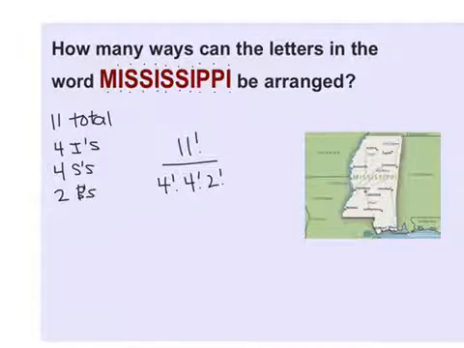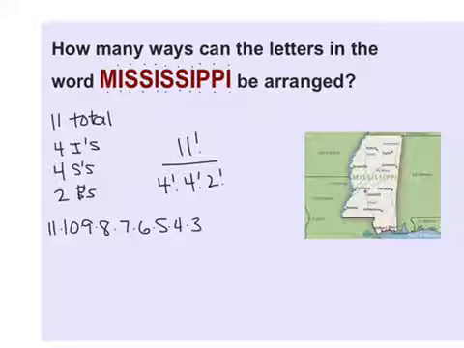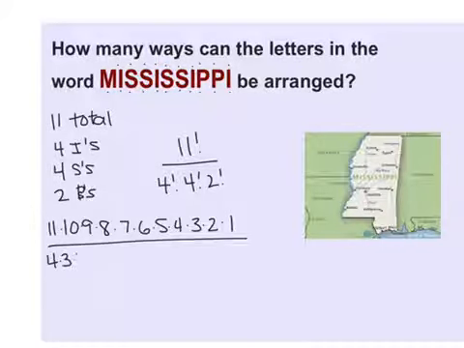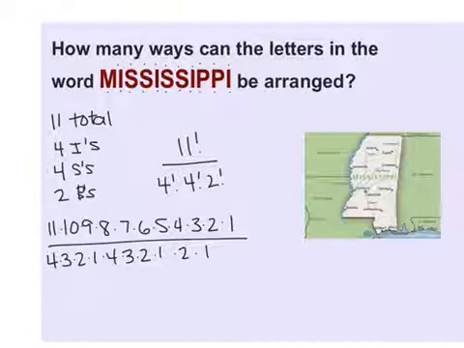So we can go ahead and write this out. We have 11 times 10 times 9, 8, 7, 6, 5, 4, 3, 2, 1. And we can write out 4 factorial, 4, 3, 2, 1, 4 factorial, 4, 3, 2, 1, and 2 factorial. Now we can cancel some things off. We know that multiplying or dividing by 1s doesn't change anything, so I can get rid of all these 1s here. A 2 can cancel with a 2. I can have a 4 cancel with a 4, 3 with a 3.